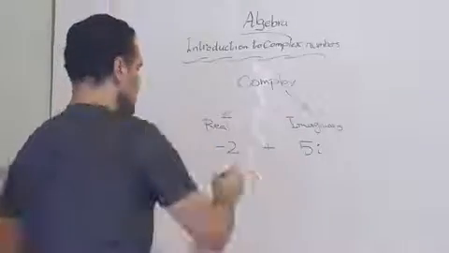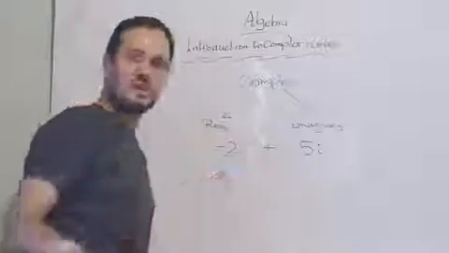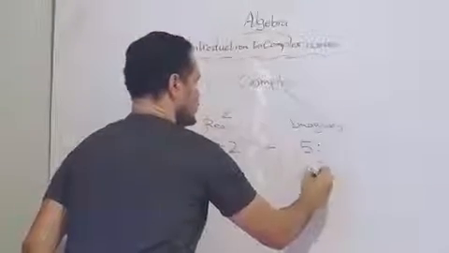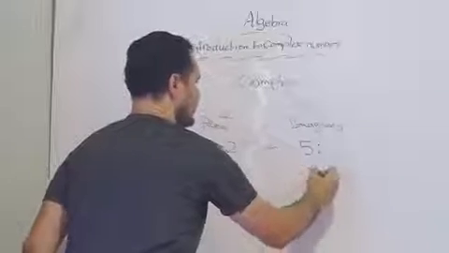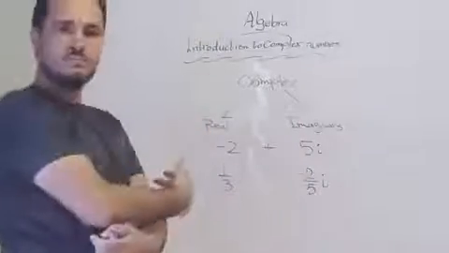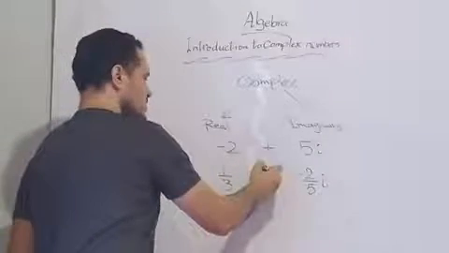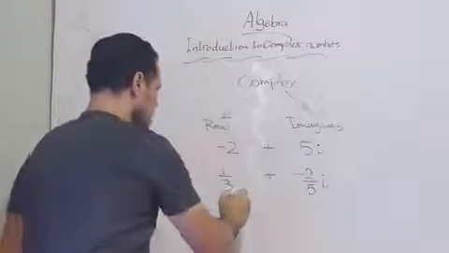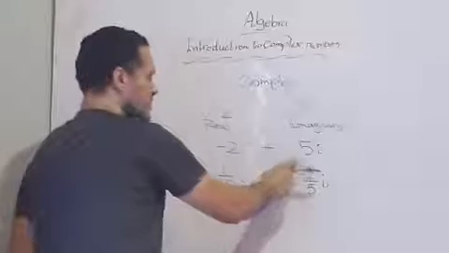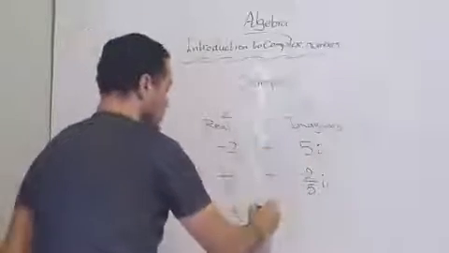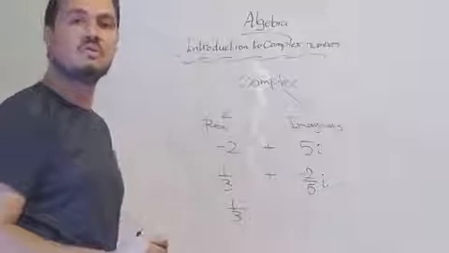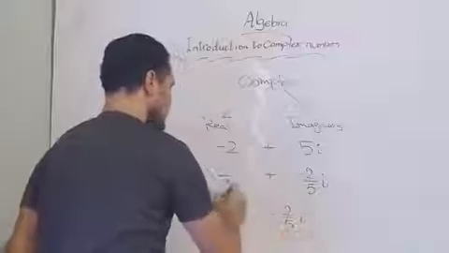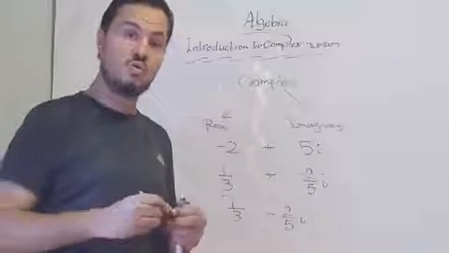Another one. The real part is 1/3, maybe a fraction, okay? The imaginary part is -2/5i. Let's join them. 1/3 plus -2/5i, which is already 1/3 positive and negative, is minus 2/5. So the complex number is 1/3 minus 2/5i.